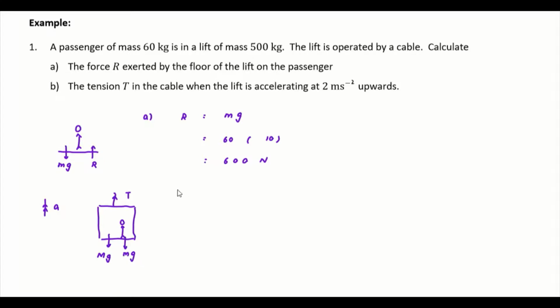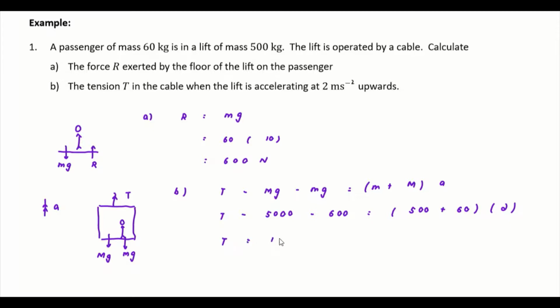We can write down our equation first. Accelerating upwards, which means tension is greater: T minus mg minus mg is equal to ma. Don't forget your m should be the total mass. So tension minus the weight of the lift, 5,000, minus the weight of the person, 600, equals the mass 500 plus 60, times a, which is 2. Solving this simple thing, it gives us 1120 plus 5,000 plus 600. So the tension here is 6,720 Newton. That's it for number 1.